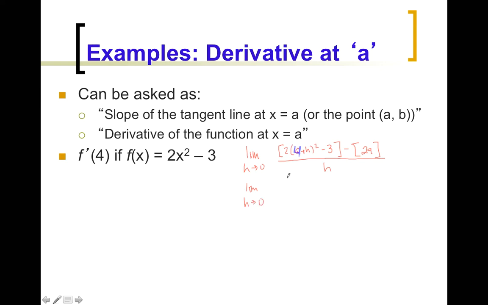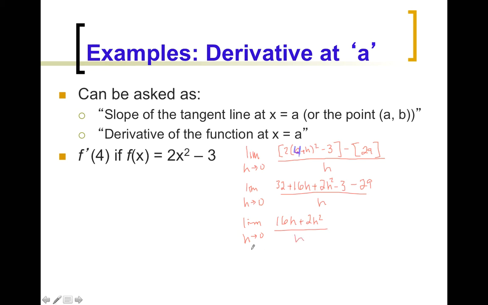2 times 4 plus h squared. So I got to FOIL. 4 times 4 is 16 times 2 is 32. 4 times h plus 4 times h times 2 is going to be 8 times 2, which is 16h. And h squared times 2 is 2h squared. Minus 3 minus 29, all over h. And the limit as h approaches 0 of, okay, so now we need to simplify some more. 32 minus 3 is 29, minus 29 is 0. And again, we get that nice little thing there. That was supposed to be squared. And we get 16h plus 2h squared over h.